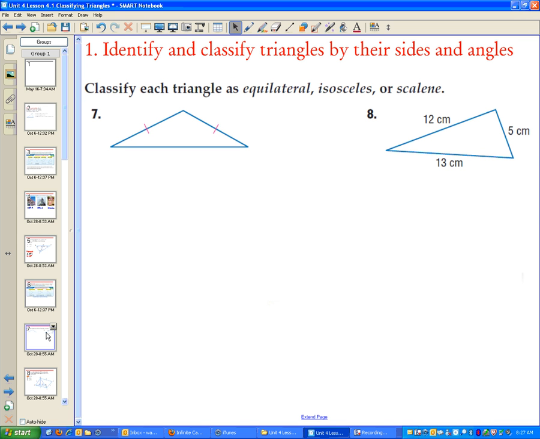All right, so number 7. What is it? It's isosceles, and be able to spell isosceles. What's 8? Scalene.